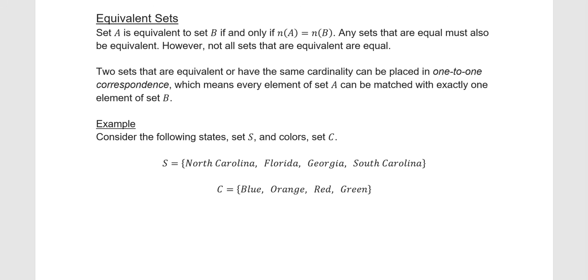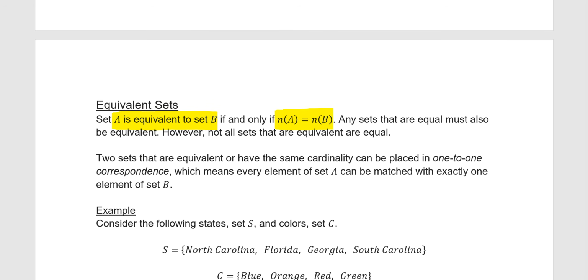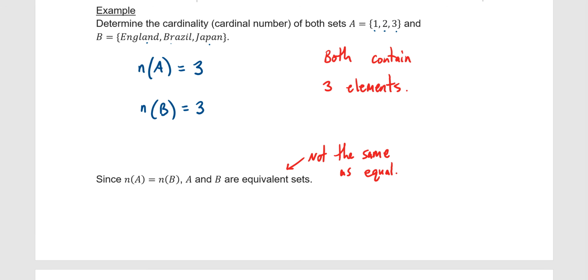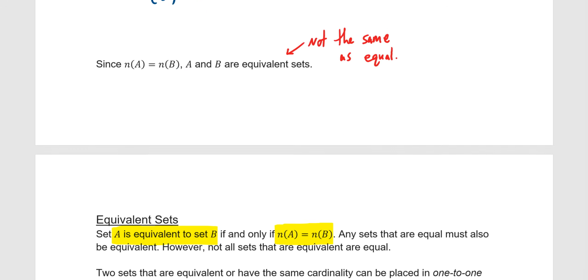For equivalence, set A is equivalent to set B only if the cardinality of A equals the cardinality of B. So only if they have the same number of elements. And like I just mentioned, any sets that are equal must also be equivalent, because if they're equal, then they have the same exact elements, which means they have the same number of elements. But not all sets that are equivalent are going to be equal. So in the previous example, we just saw two sets that are equivalent but not equal.